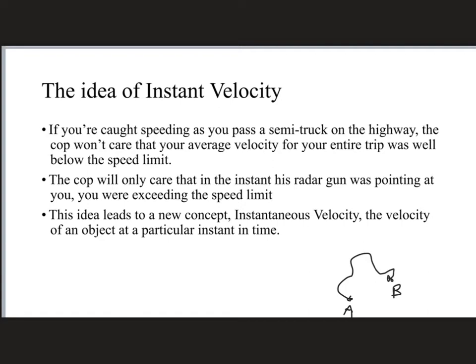So just the idea of taking the velocity or the speed of something at a particular instant in time: if you're caught speeding as you pass a semi-truck on the highway, the cop will not care that your average velocity for the entire trip was well below the speed limit. He's only going to care that when he was pointing the radar gun at you, he measured the instantaneous velocity of your car going faster than the speed limit, and you might get a ticket. So these are what we want to think about.